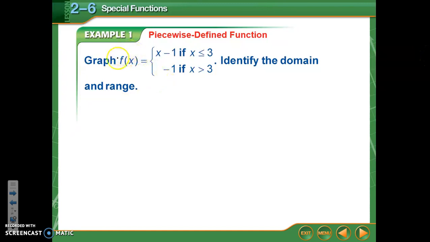Let's look at what it is first. So f of x, this tells me it's a function, equals. There are two different pieces, x minus 1 and negative 1. So basically I have two equations, y equals x minus 1, or f of x equals x minus 1, and y equals negative 1. If x is less than or equal to 3, my graph looks like the line x minus 1, which is a line with a slope of positive 1 and a y-intercept of negative 1. If x is greater than 3, my function looks like y equals negative 1, which is just a horizontal line.